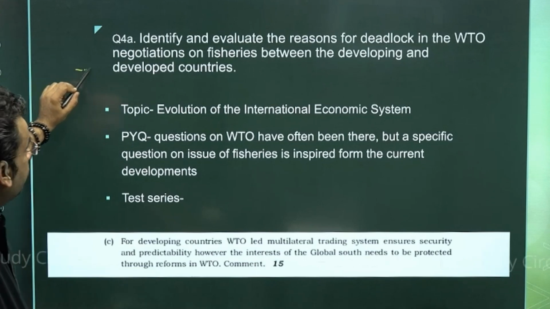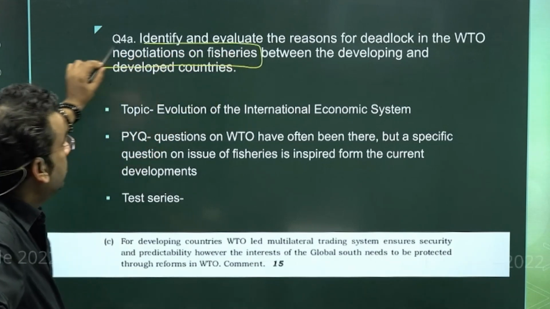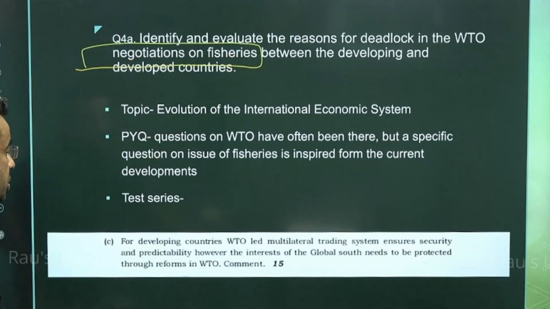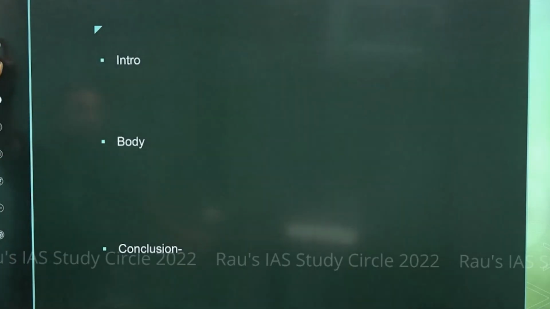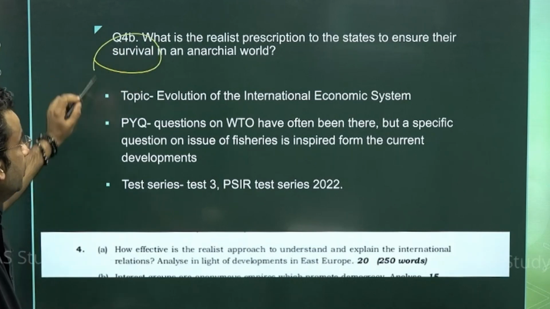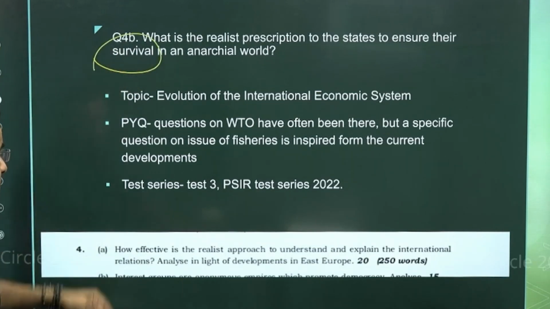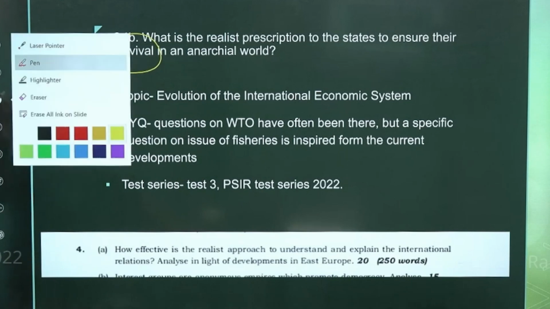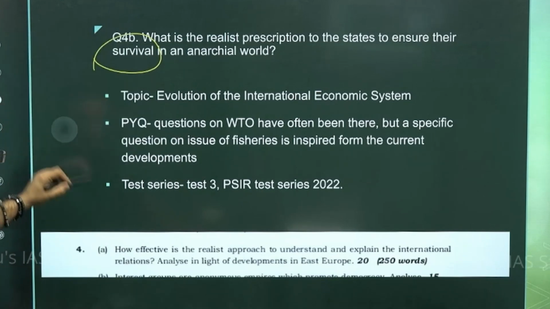Specific question: reasons for deadlock in WTO on the negotiation on fisheries. Okay, again a very specific, a bit tricky question. If you know the issue, only then will you be able to write the answer, nothing technical. What is the realist perspective on how states ensure survival? Realist theory of IR. Things go back to what? Hobbes. Things go back to Hobbes.